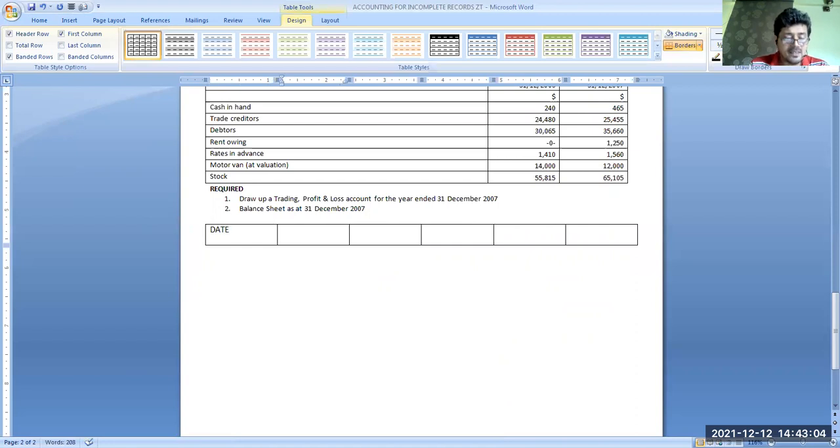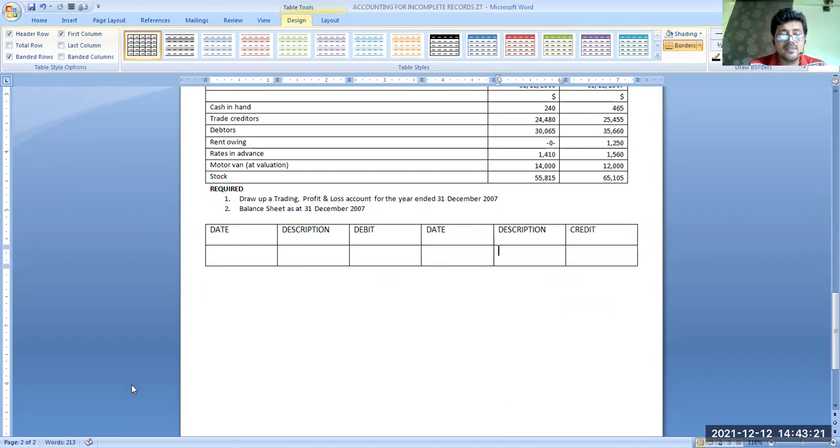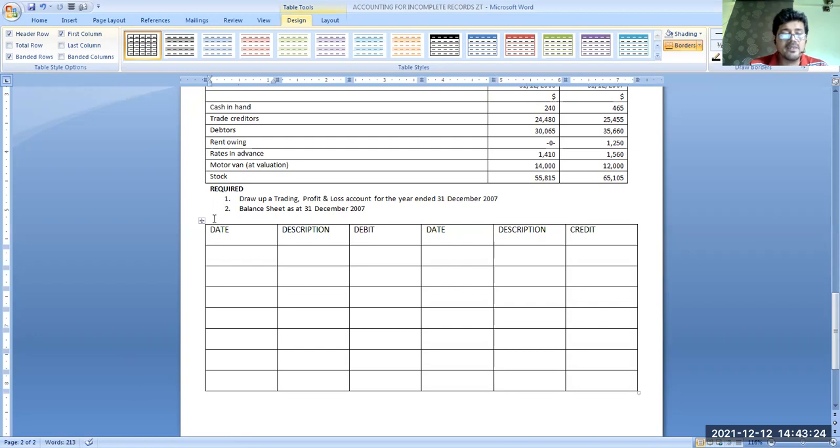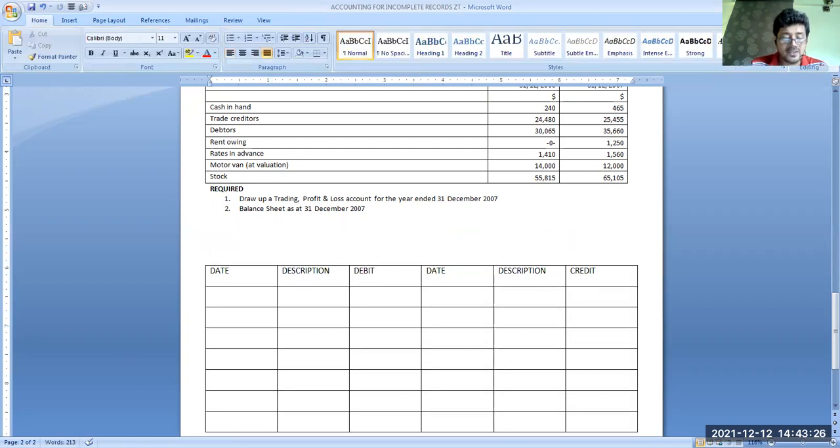Date, description, debit, date, description, credit. Okay, this is our T account for cash. Now we are computing cash in hand. The cash in hand opening balance is given and the closing balance is also given. We are just making it to calculate the cash drawings, which is the missing figure.